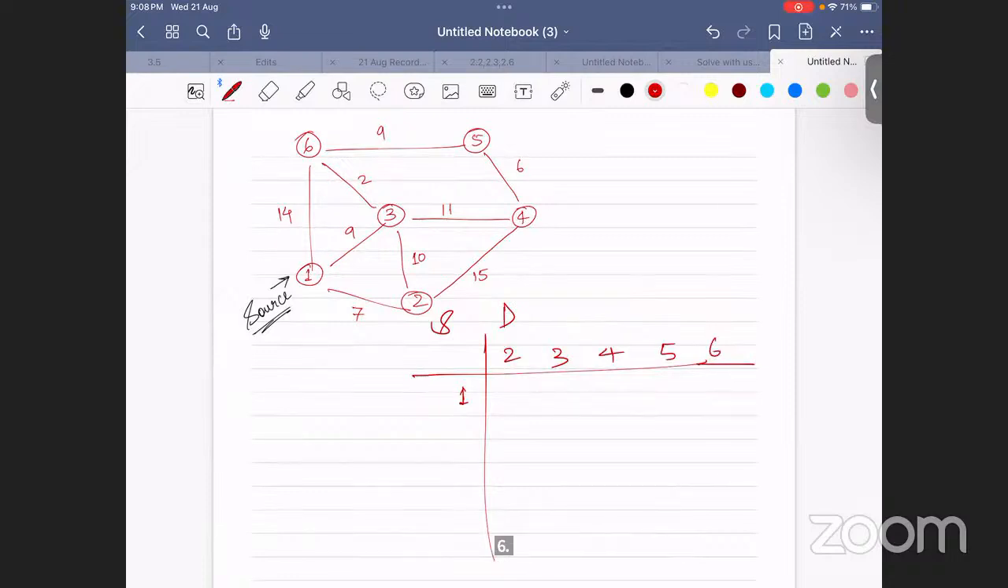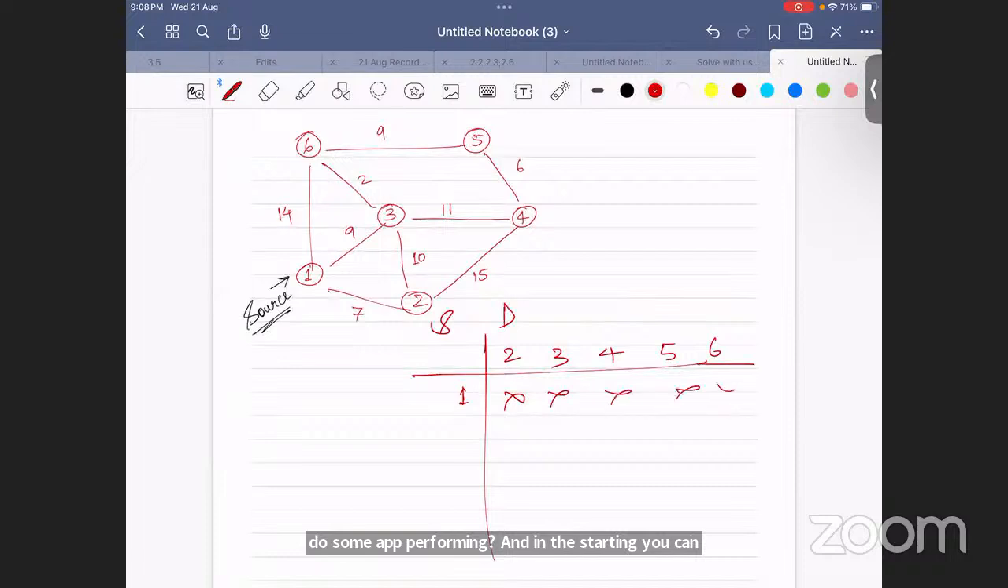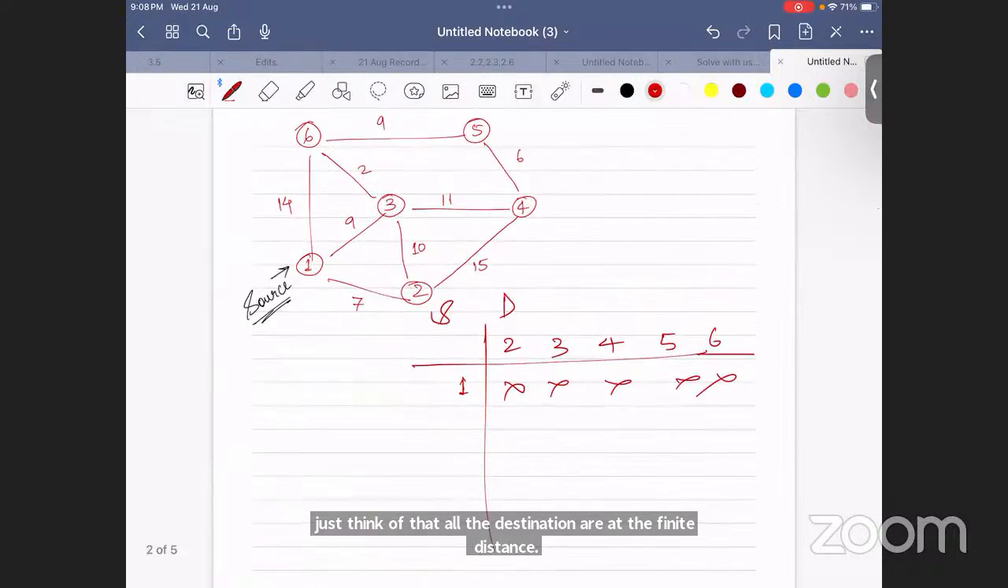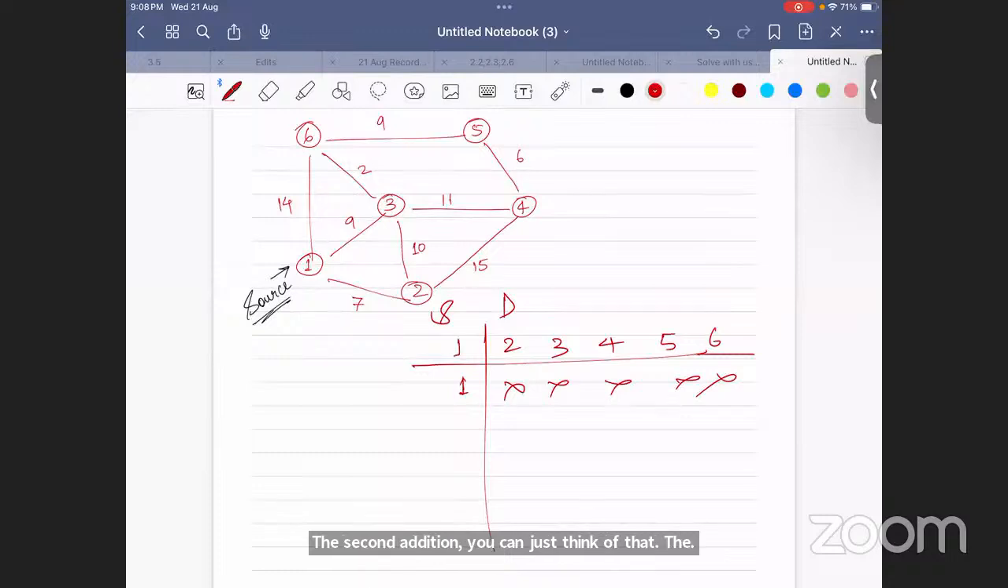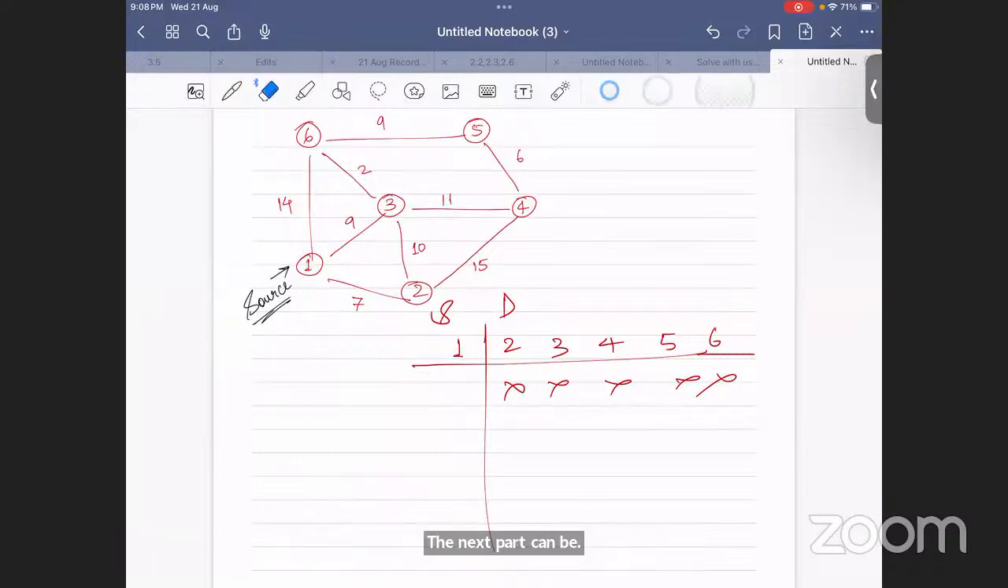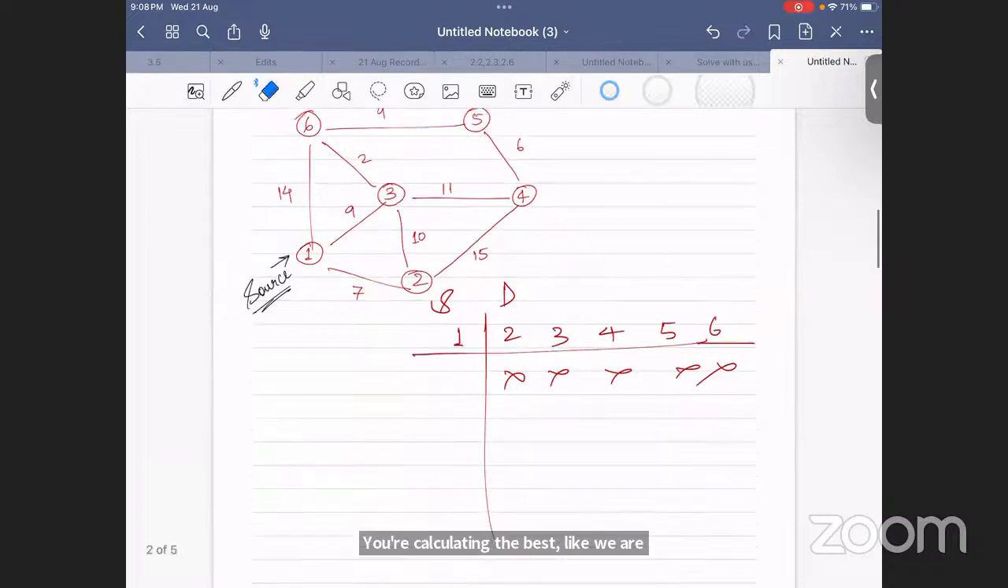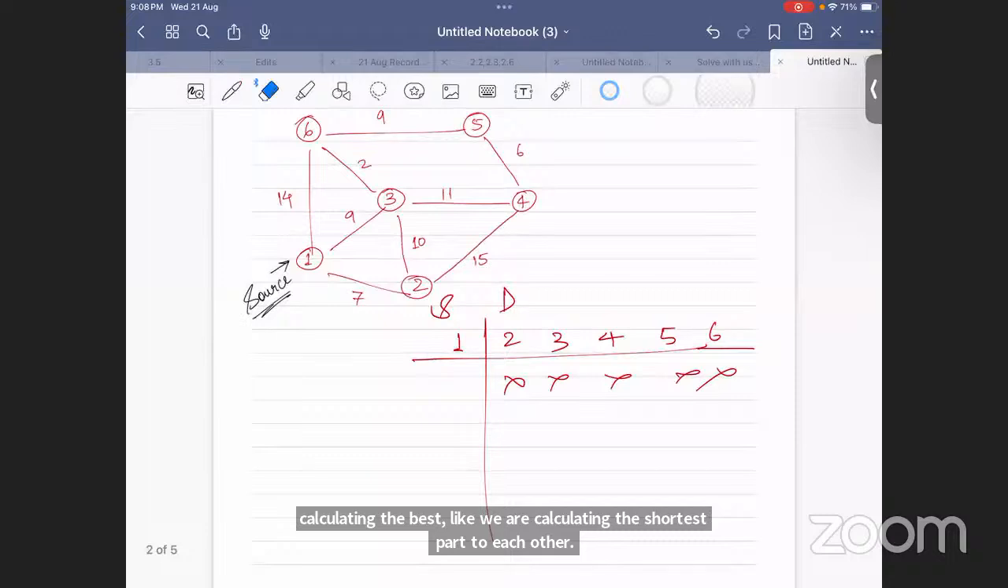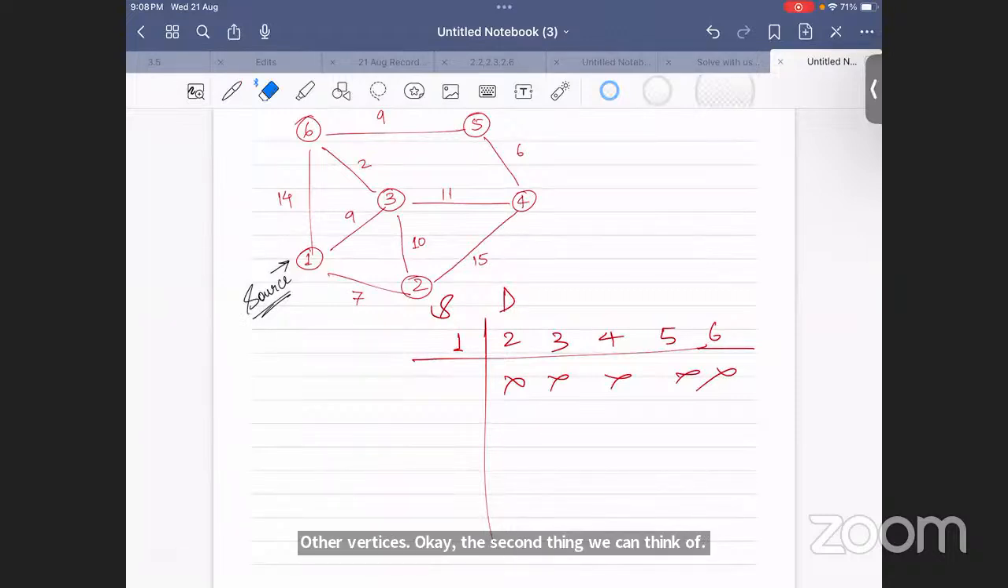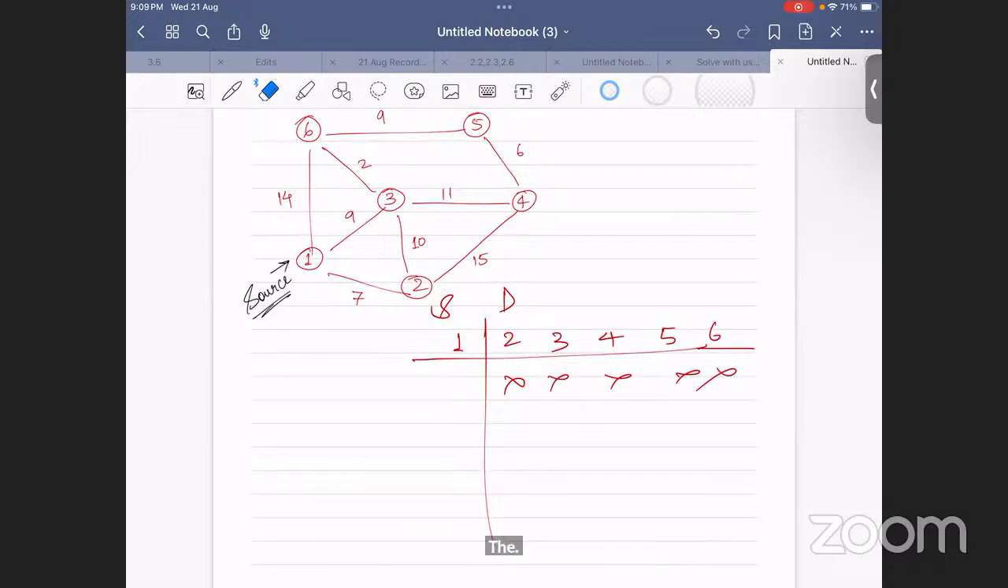So in the first iteration, this is the Dijkstra algorithm I'm performing, and in the starting, you can think that all the destinations are at infinite distance. In the second iteration, what can the next part be? From the first, you are calculating the shortest path to each of the other vertices. The second thing you can think of from one is which of the edges has the least weight. You can see 1 to 2, right? 1 to 2 has the least. 1 to 2, yes, sir. 1 to 2 has the least one. So you can just write it as 7.